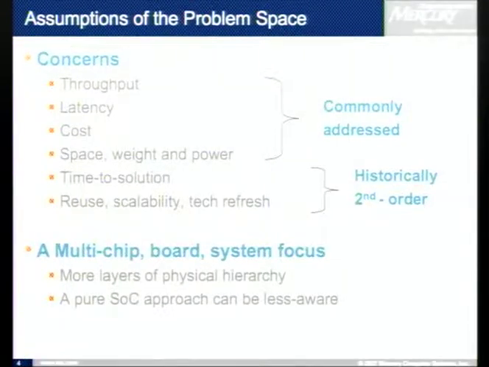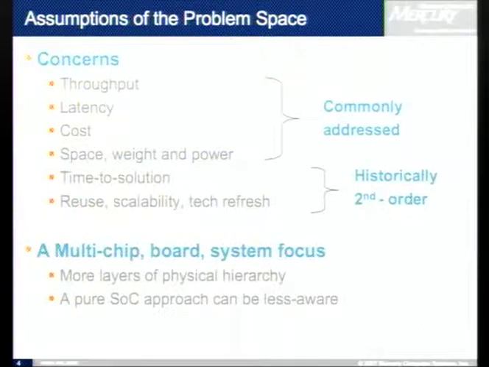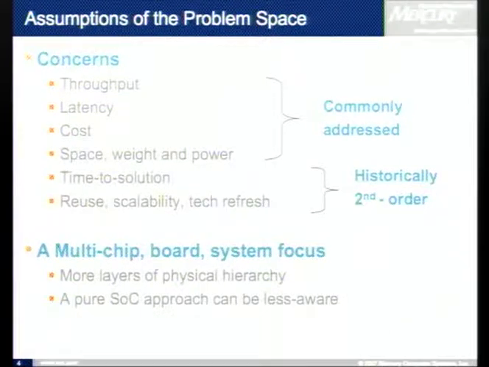So the problem space that we have before us is throughput, latency, cost, space, weight, and power, which in the defense segment they simply say is SWAP. So if I say SWAP, it's space, weight, and power. Everyone here is familiar with that. Well, I believe everyone here is familiar with that.